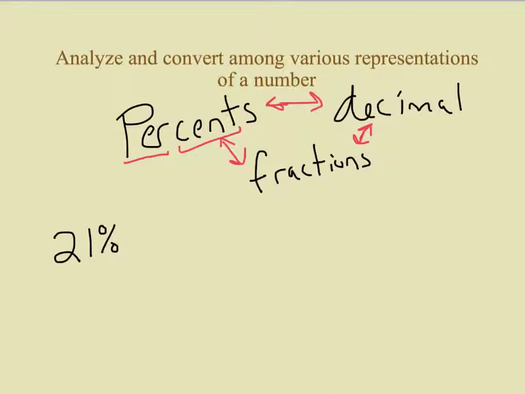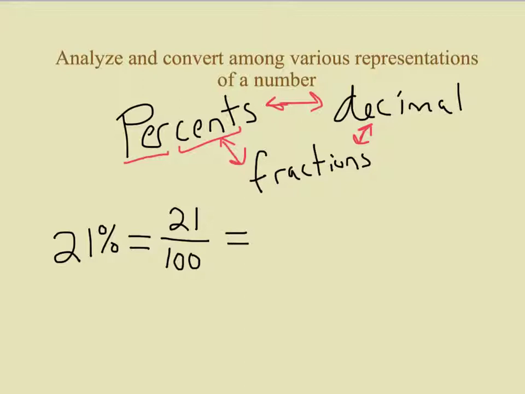So cent always deals with some piece of 100. So 21% literally means 21 per 100. So you can very easily write 21% as a fraction. You could actually very easily write any percentage as a fraction. And so writing that as a decimal is simply dividing by 100.